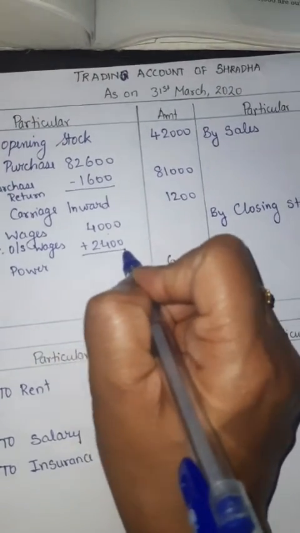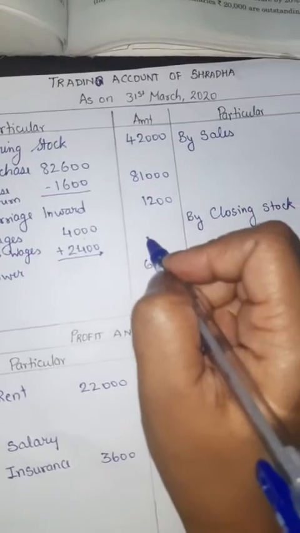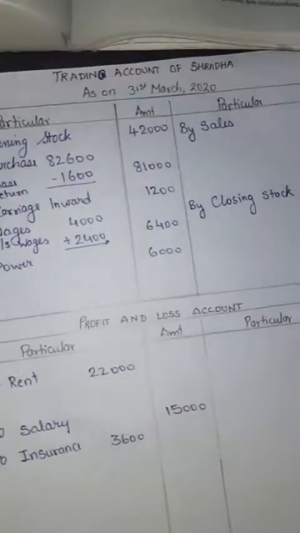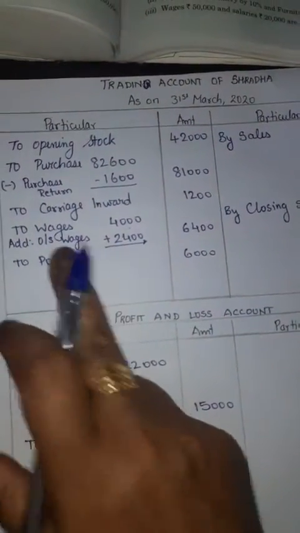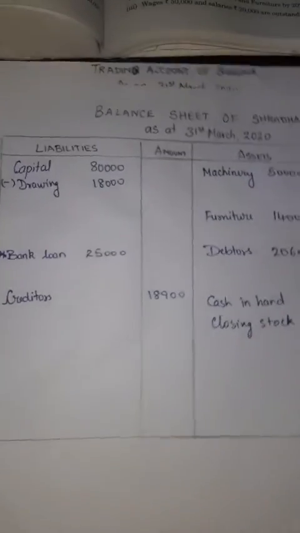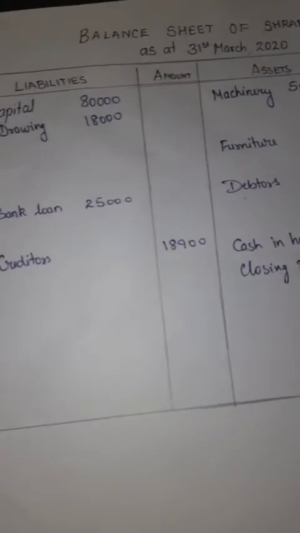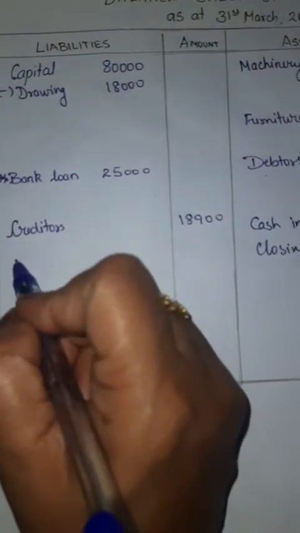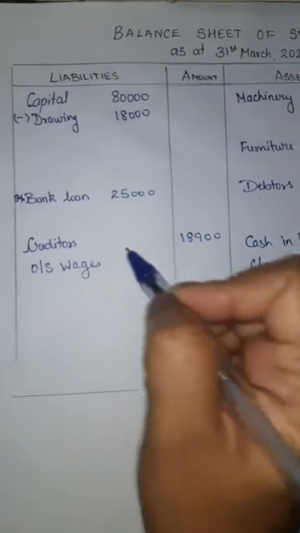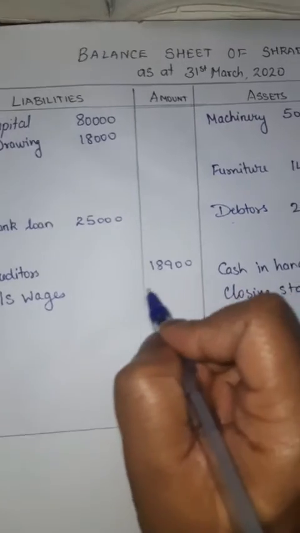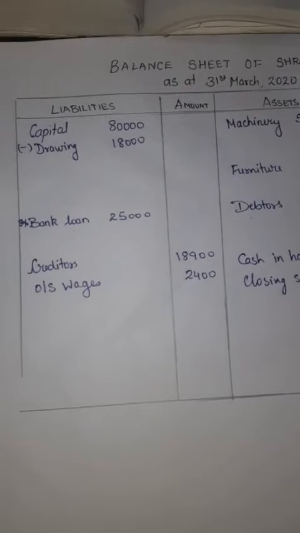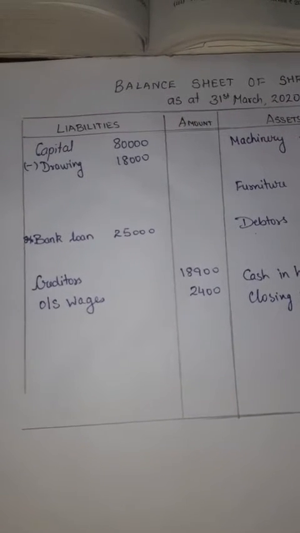So 2400 you have not yet paid. So the total amount of wages is 6400. The second effect of outstanding wages will go to liability. That means this wages is unpaid, you have to pay it, so it is your liability to pay that amount. So we can show outstanding wages in the balance sheet liability side, and the amount which you have to write is 2400.